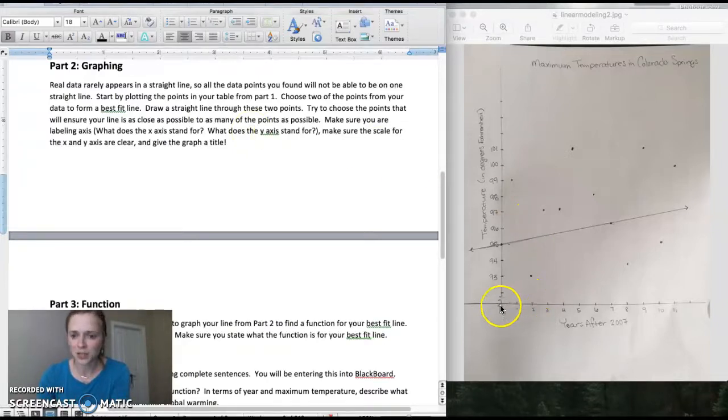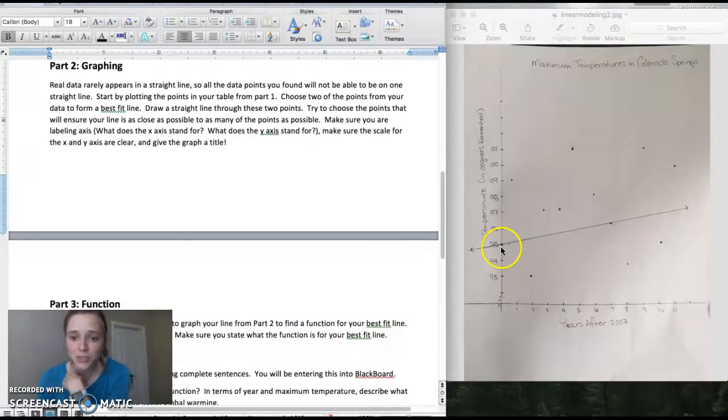So I already talked about the x-axis and the y-axis a little bit, years after 2007, temperature in degrees. I have this weird little squiggly thing here. What that means is there's a big break between 0 and the first temperatures I'm going to look at, and then I just scaled it by 1. So your graph is going to look different if you decide to go by 10s or 5s or something like that, or if you decide to do it in Excel. But you can change your scales there too.